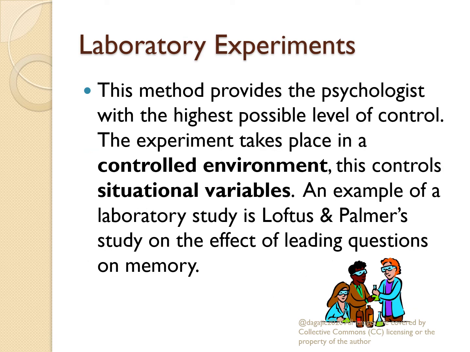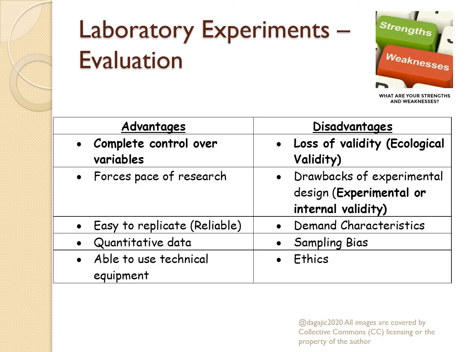The most common type of experiment that people tend to think of is a laboratory experiment. Remember, by laboratory, we're talking about a controlled environment. So what this does is it gives the psychologist a really high level of control. They can control all the situational variables. And a good example would be Loftus and Palmer's study on the effect of leading questions on memory. That's a good example of a lab experiment.